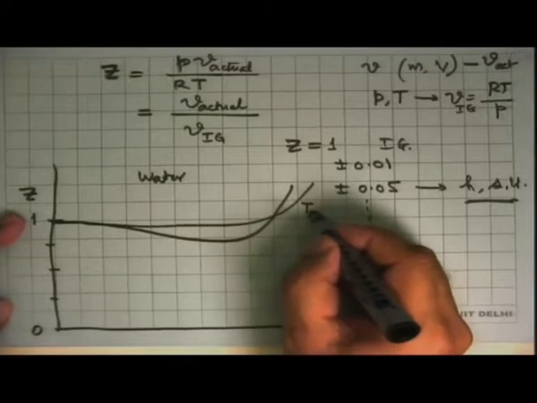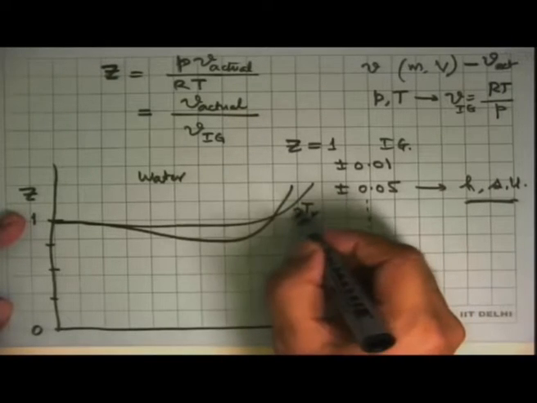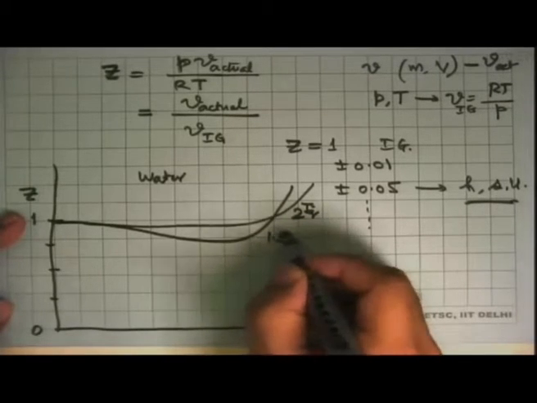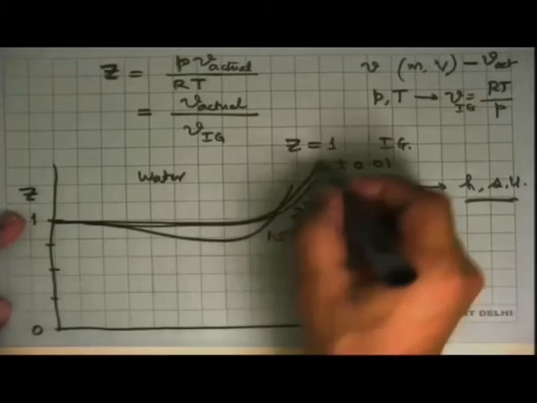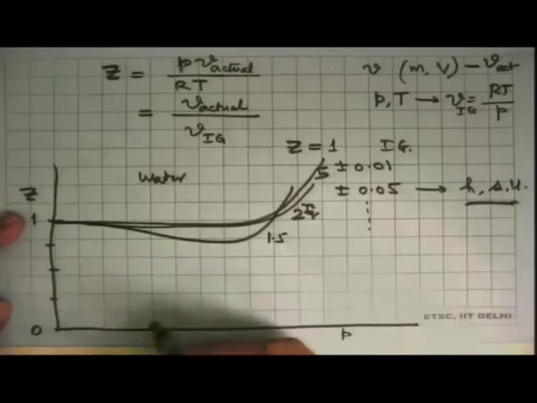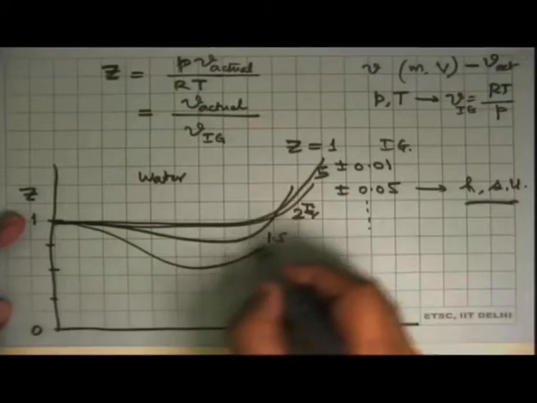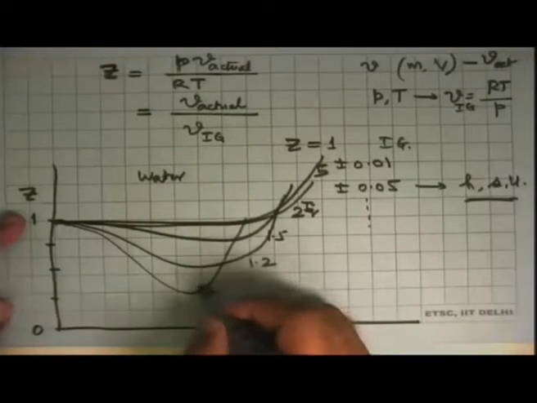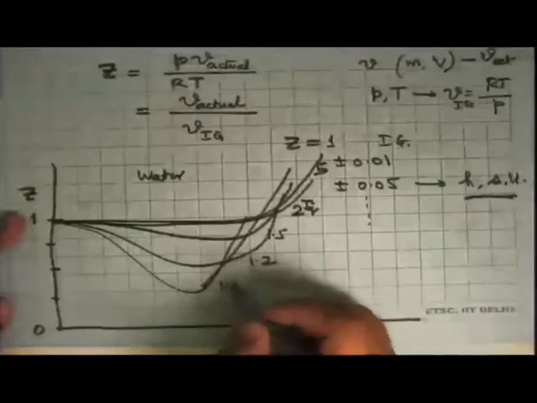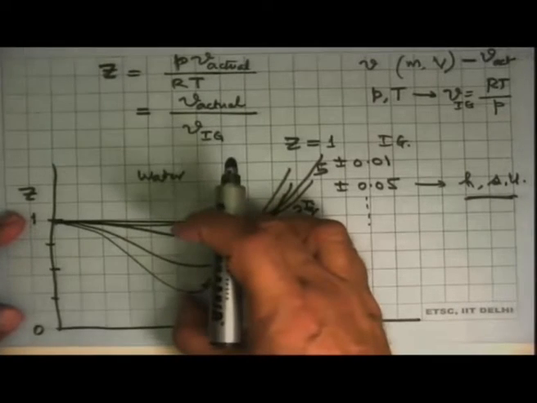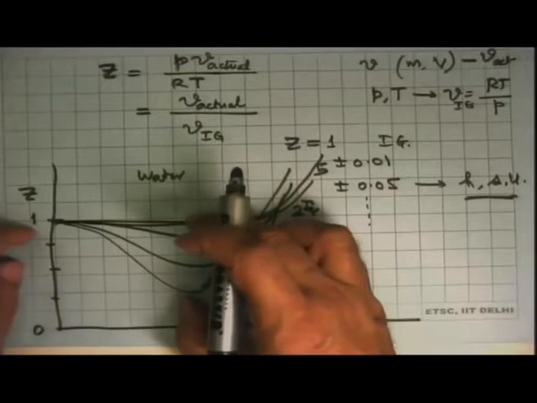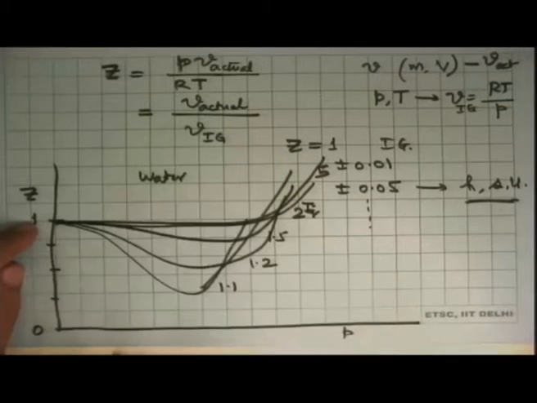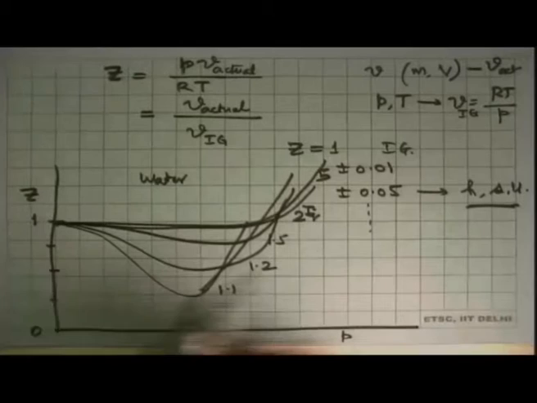This is reduced temperature, say TR equal to 2, then this reduced temperature is 1.5, reduced temperature is even less, it may go here, reduced temperature of 5. When you come down to 1.2, 1.1 like this, deviation from Z equal to 1 becomes very, very large. Now we have a problem.